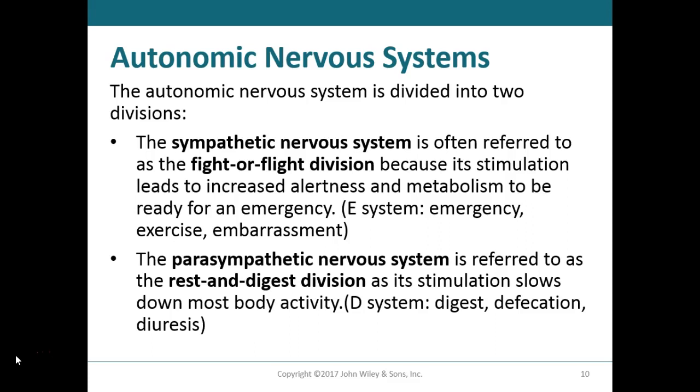The parasympathetic nervous system, on the other hand, is sometimes referred to as the rest and digest division, because it slows down most body activity. So think of it as the D system. Digest, you know what that means. Defecation, you know what that is. And diuresis, that's just producing and getting rid of urine.